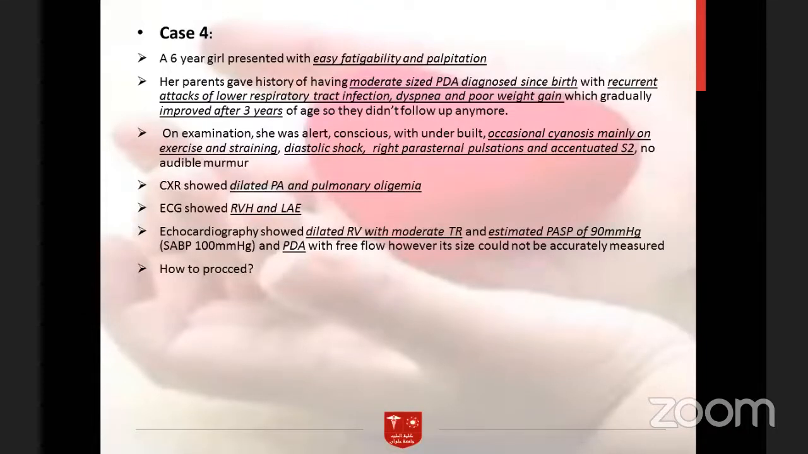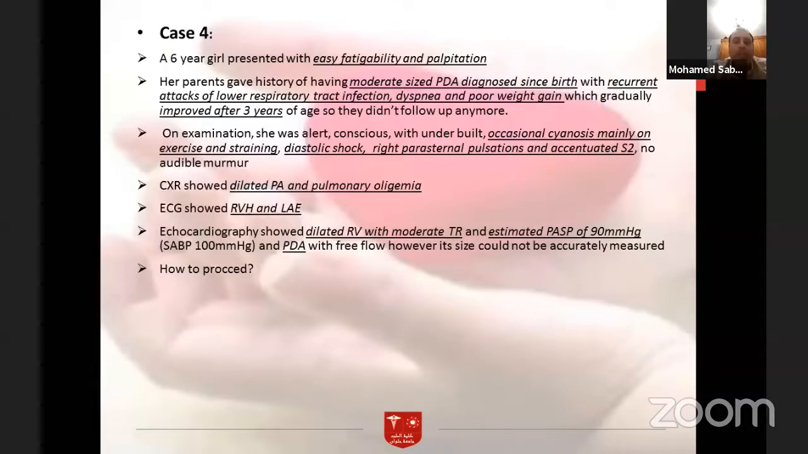So, Dr. Muhammad Sabra, I'd like to hear from you about this child with her symptoms and how to proceed. Thank you, Dr. Khalid, for giving a highlight about this important case scenario. So this is the typical case scenario when you leave a child with a large PDA untreated.